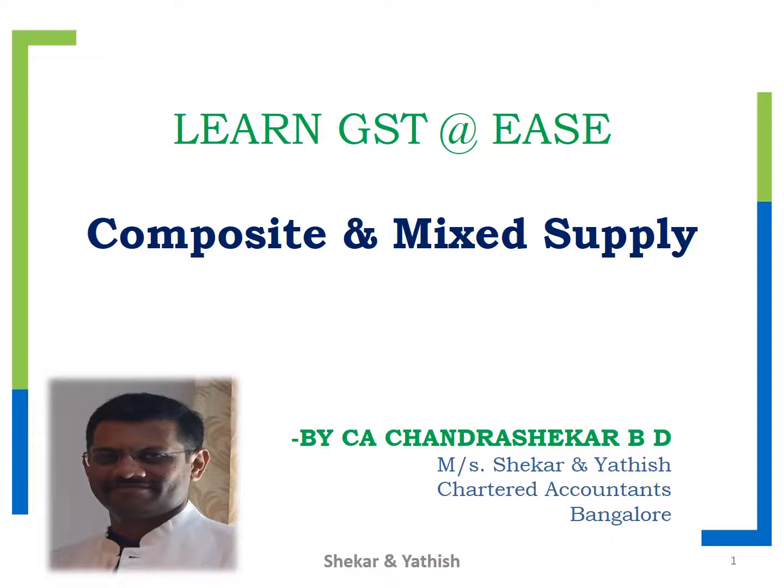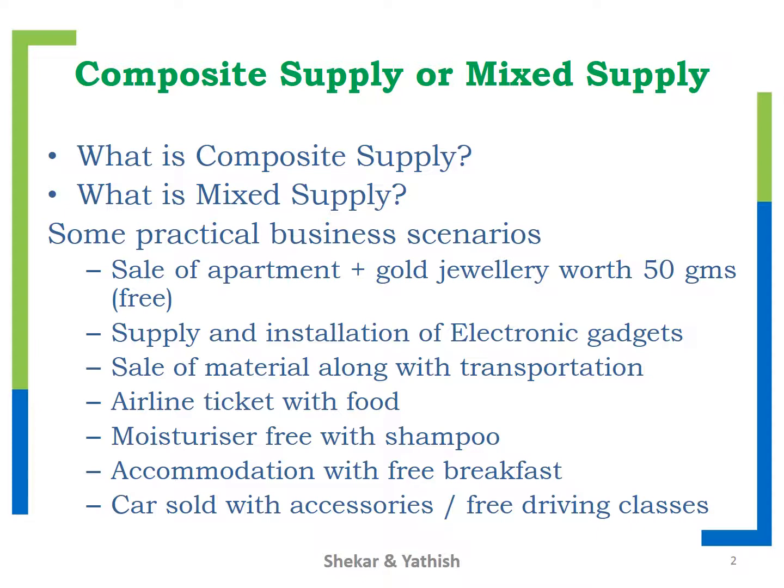We shall discuss the difference between composite and mixed supply. We shall understand a few business scenarios before we get into the concept of composite supply and mixed supply. Sale of an apartment where jewelry worth 50 grams is given free. Supply and installation of electrical gadgets, sale of material along with transportation, airline ticket with food, moisturizers free with the shampoo, accommodation with free breakfast, car sold with accessories, or car sold with free driving classes.